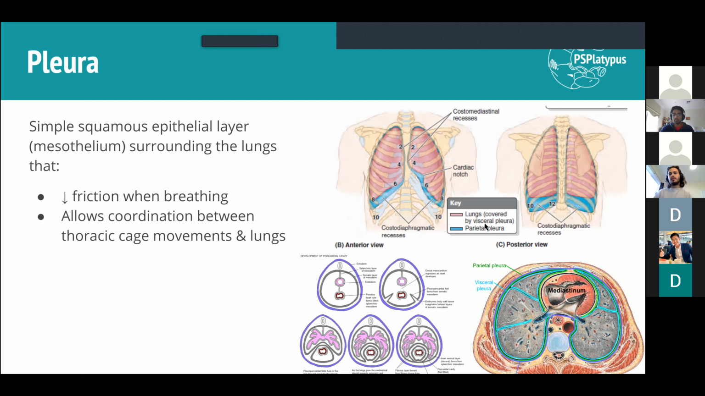And we actually have two layers of pleura. So we have that visceral pleura, which is the layer most internal, so most deep, and that's directly touching the lungs, whereas the parietal pleura is the layer that is further outside. And then between the parietal and visceral pleura is that pleural fluid that is facilitating the movement. I'll talk more about pleura at another time.